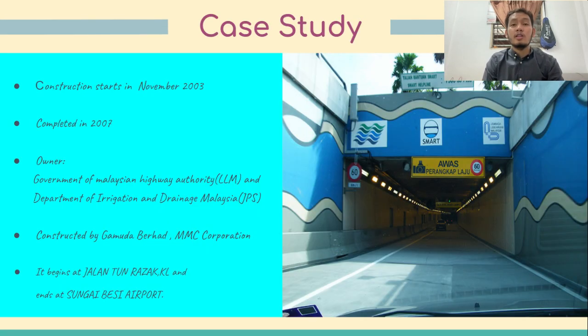Okay, for the case study, we want to share about the Smart Tunnel. So basically, the Smart Tunnel was constructed in November 2003 and completed in 2007. The owners of the project are Lembaga Lebuh Raya Malaysia (LLM) and Jabatan Pengairan dan Saliran (JPS). This tunnel was constructed by Gamuda Berhad and MMC Corporation. It begins at Jalan Tun Razak, KL, and ends at the Sungai Besi Airport.